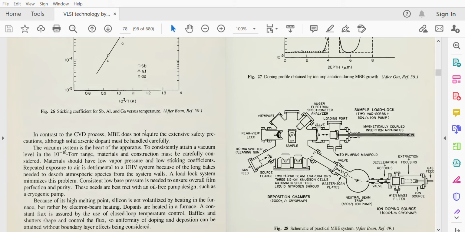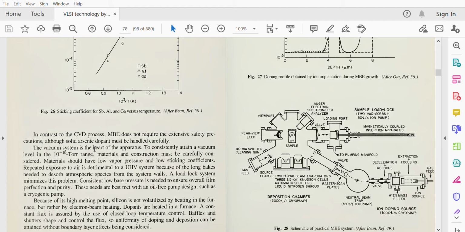In contrast to the CVD process, MBE does not require extensive safety precautions, although solid arsenic dopant must be handled carefully. We have also studied a complete topic on safety considerations when we were discussing the CVD process. If you remember, in lecture number 5 we discussed the safety considerations. In case of MBE, the safety considerations are not that much needed. We only need to take care of the arsenic dopant, which is the byproduct the process generates.